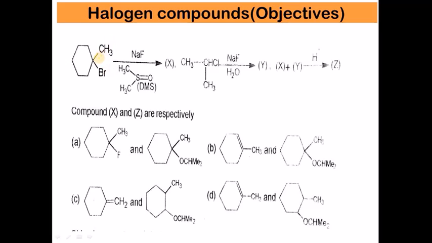They have given a ring compound with CH3Br, and in the presence of sodium fluoride in DMS, X is formed. After that, they have given one secondary alkyl halide with sodium fluoride, and again sodium fluoride with water, which gives Y. They are asking us to find the X plus Y value, Z. So what is Z and what is X in this question? Let us find out the result for this one.